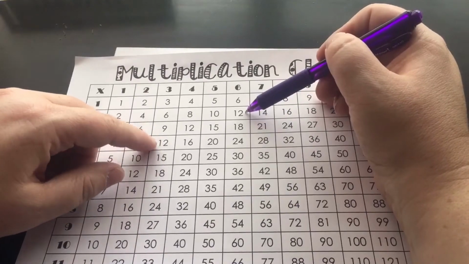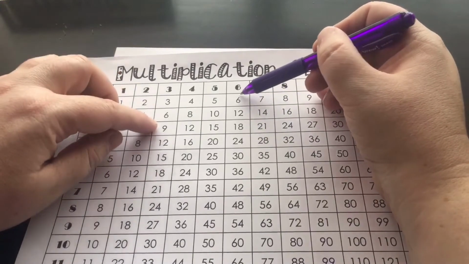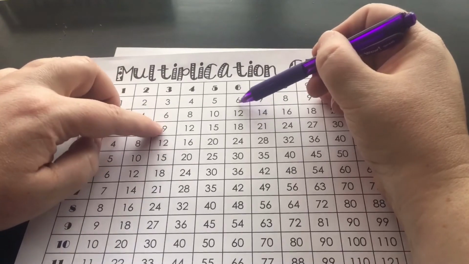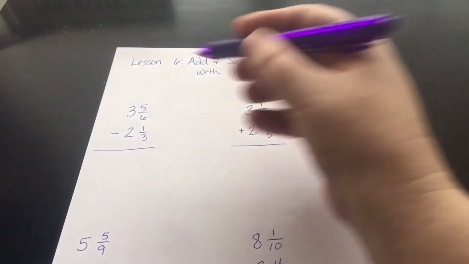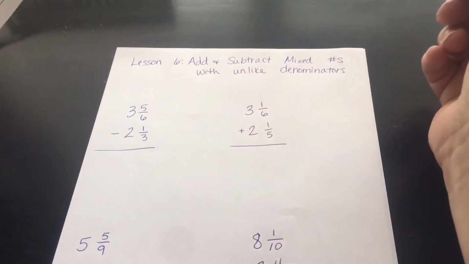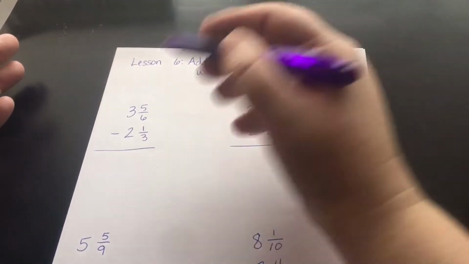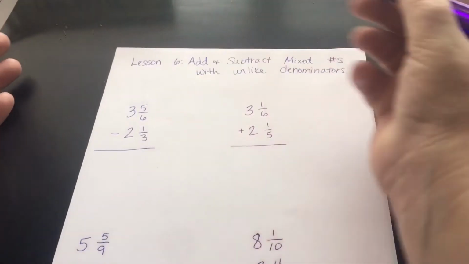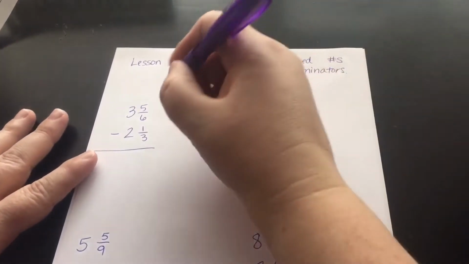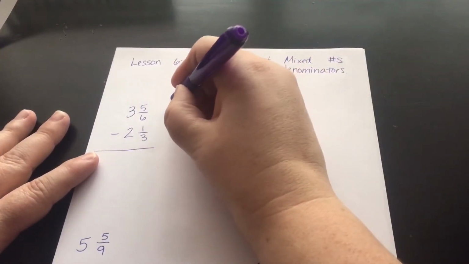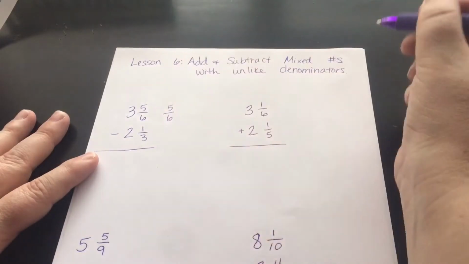You'll notice 12 is also in both of their lists, but the best number to use is the smallest number they have in common. Also, because this one already is 6, I don't have to change it. It already is in sixths. I just have to turn a 3 into a 6. Super easy. I like to rewrite my fractions so that they're on top of each other.